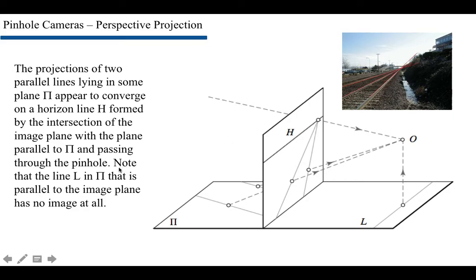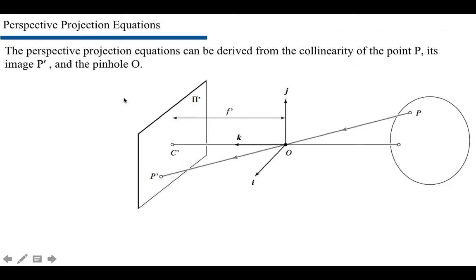Of course, note that the line L in this case, for example, if we're talking about the line that is behind this plane, has no image at all. So it's not part of the image. So let's talk about the projection equations of the perspective model.